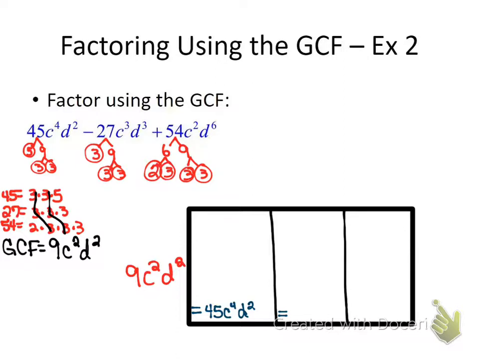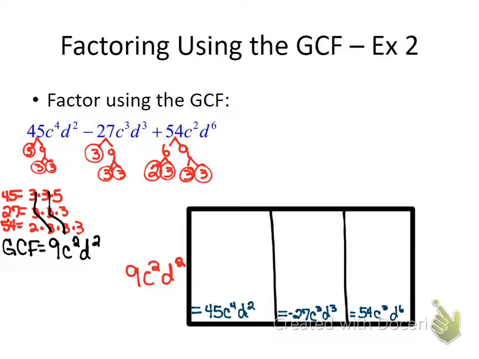It is negative 27 c to the third power, d to the third power. All right, and your last? 54 c to the second power d to the sixth power. Nice. All right, so I'm ready to find out the missing length. If I'm ready to find out the missing length, how do I do that?